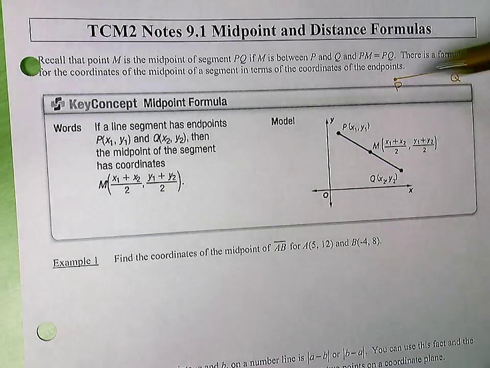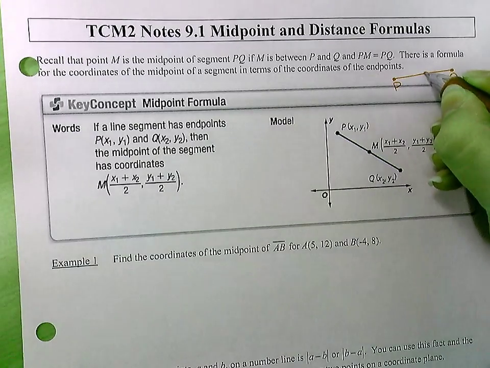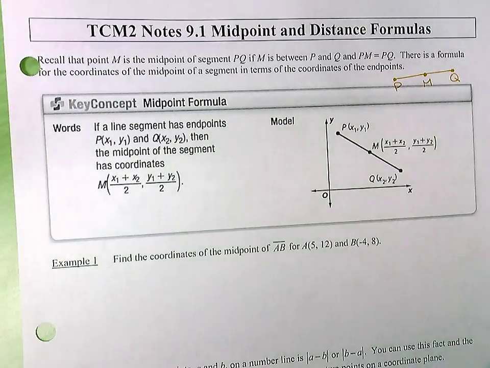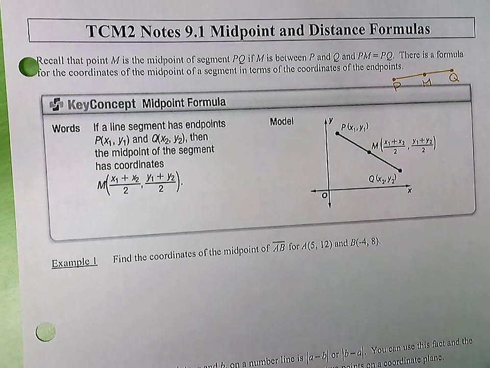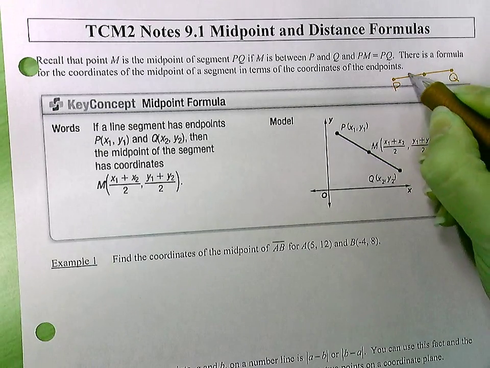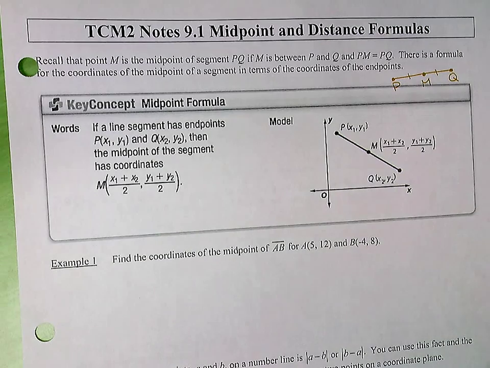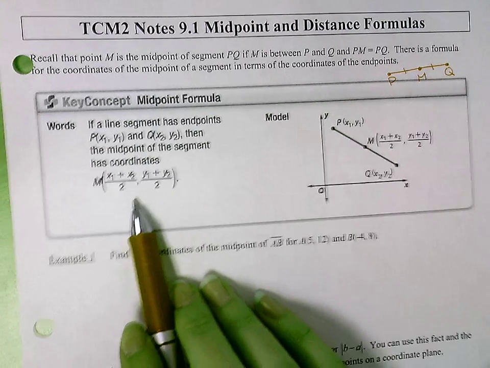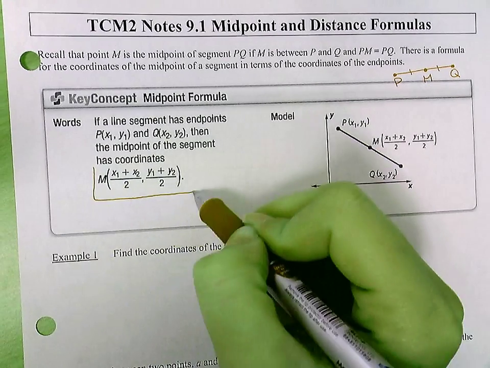If I have a segment PQ, M is between P and Q, and PM is equal to MQ. Okay, so those two smaller segments would be equal to each other. Okay, that's considered your midpoint. Okay, there is a formula for the coordinates of the midpoint of a segment in terms of coordinates and endpoints. So your formula is right here.